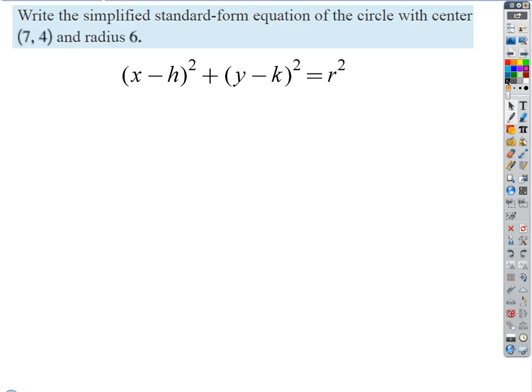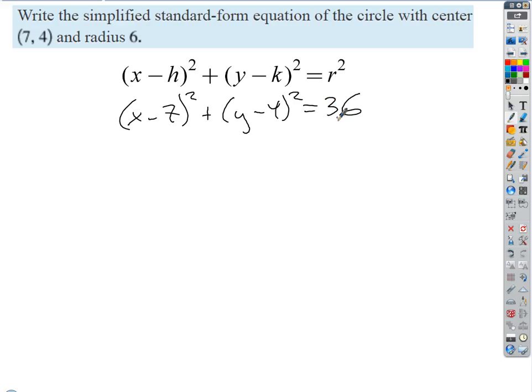So what do we get? No big deal, we're just plugging in values, aren't we? It's like plugging in m and b. What do we get? x minus 7 squared plus y minus 4 squared, and how would I say that? The quantity x minus 7 squared plus the quantity y minus 4 squared equals 6 squared, which is what?